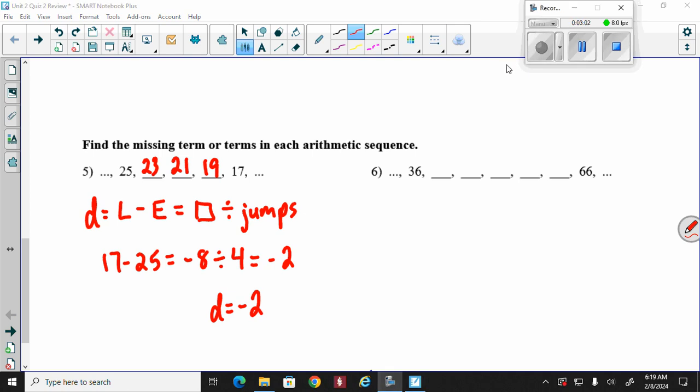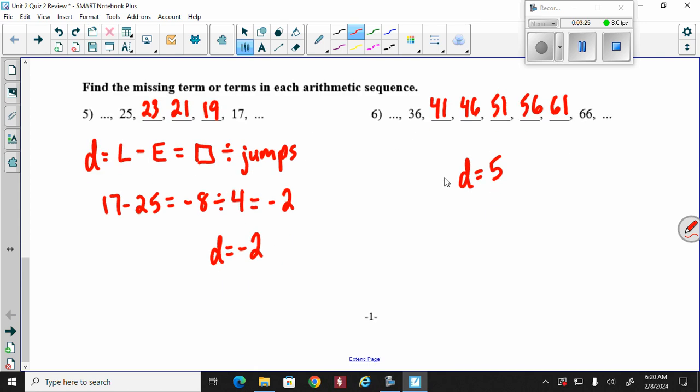Now, like the last review, I'm just going to show you the first one, and then I'm going to go ahead and give you the answers for question number 6. Technically, when you're working through this review, you shouldn't be blindly copying. You should be pausing the review, working, and then playing the review again just to check your work.